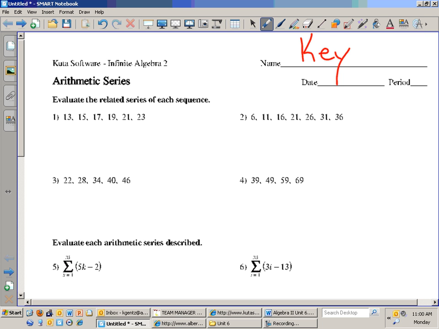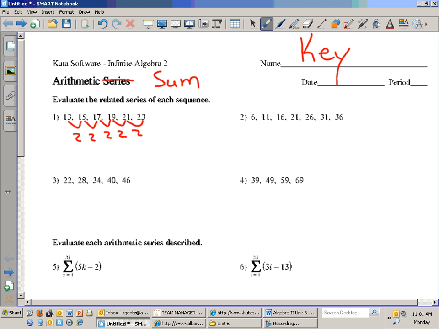Arithmetic series. What a series means is really a sum. So you can replace the word series with the word sum. And so when it says evaluate the related series of each sequence, you can tell that this is an arithmetic sequence. How do you know that this is an arithmetic sequence right here? Because you have a difference of 2 each time.